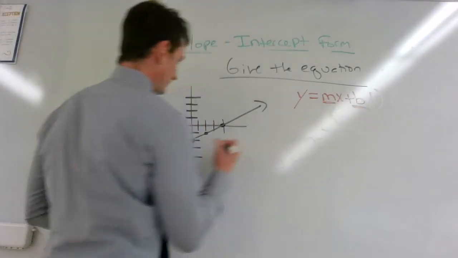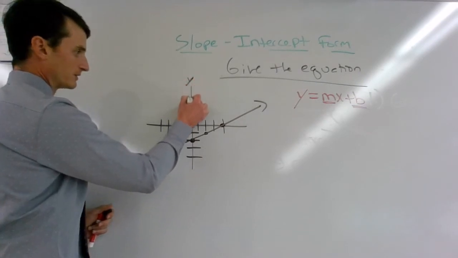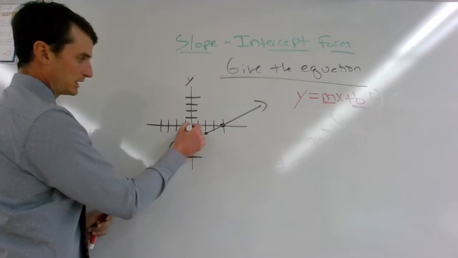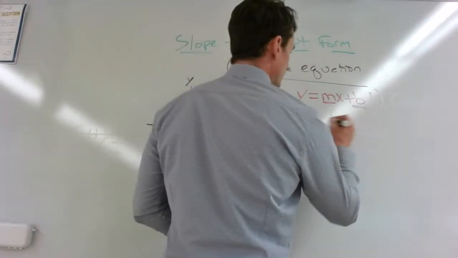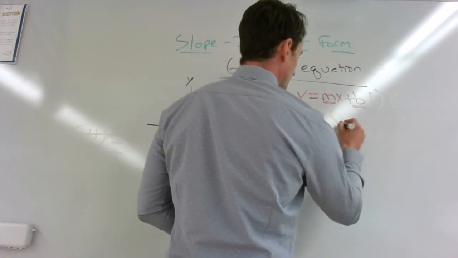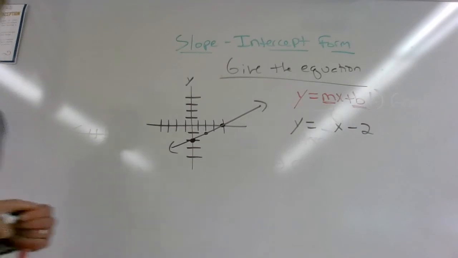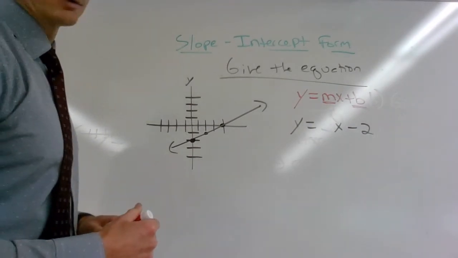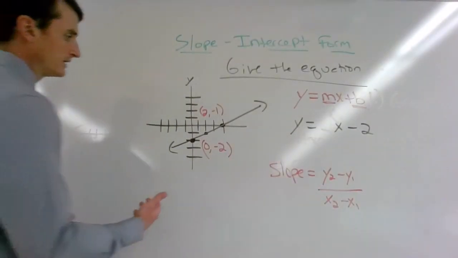So if we think about the y-intercept, we just need to find where it crosses along the y-axis. And it crosses right here. And where is this located? It's located at 0, comma, negative 2. So we know that we're going to have negative 2 in our equation. Now we need to find the slope here.